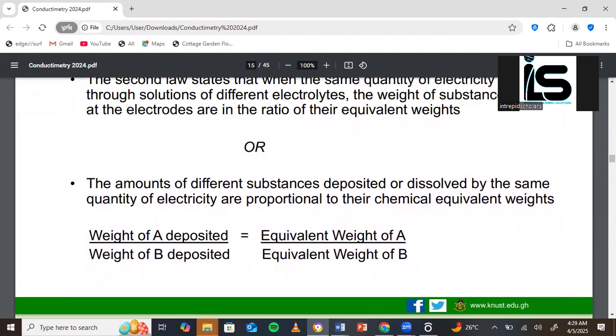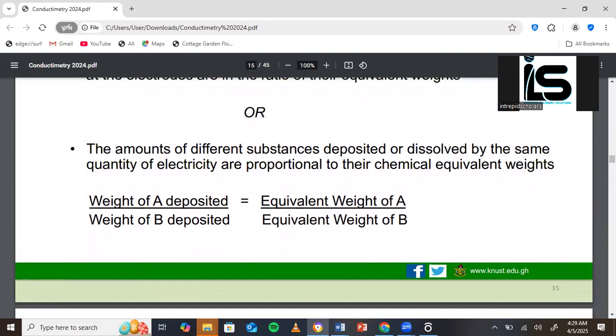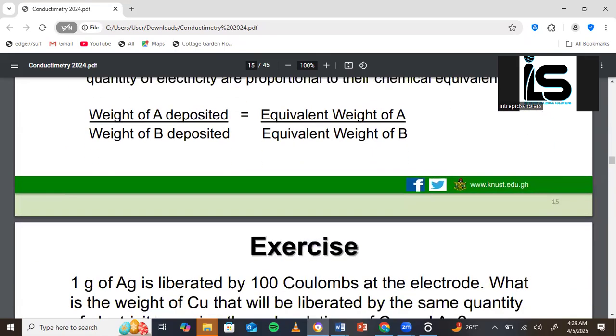Now, in other words, we can also state that the amounts of different substances deposited or dissolved by the same quantity of electricity are proportional to their chemical equivalent weights. In mathematical terms, we are saying that if we are passing the same electricity through the medium, then the weight of A compared to the weight of B is in the ratio of the equivalent weight of A compared to the equivalent weight of B.